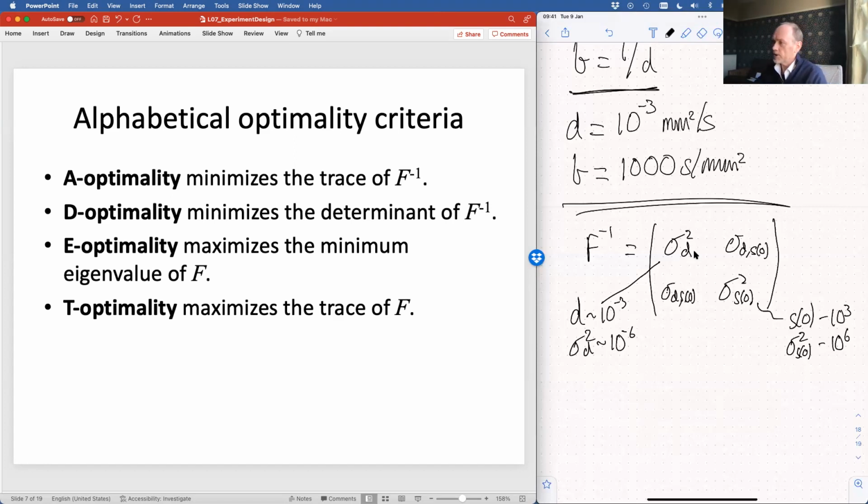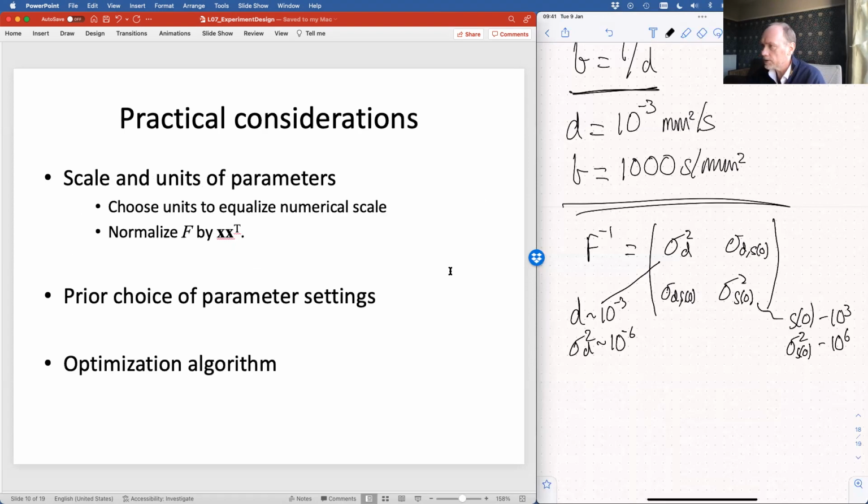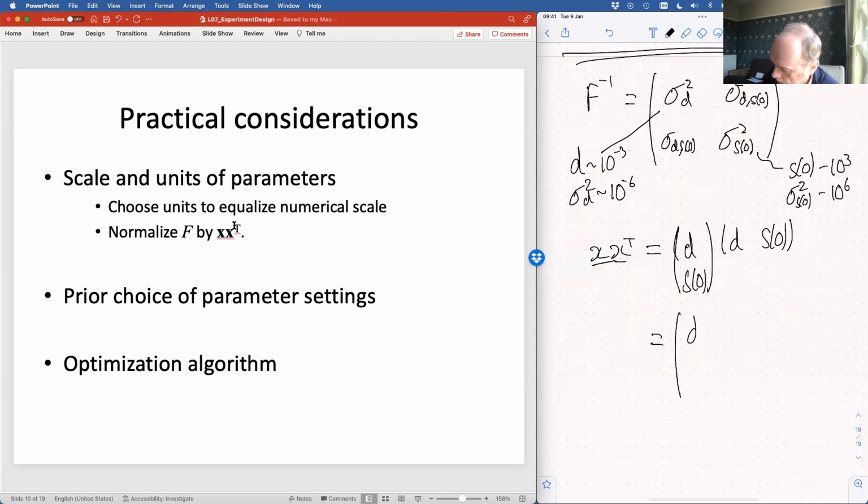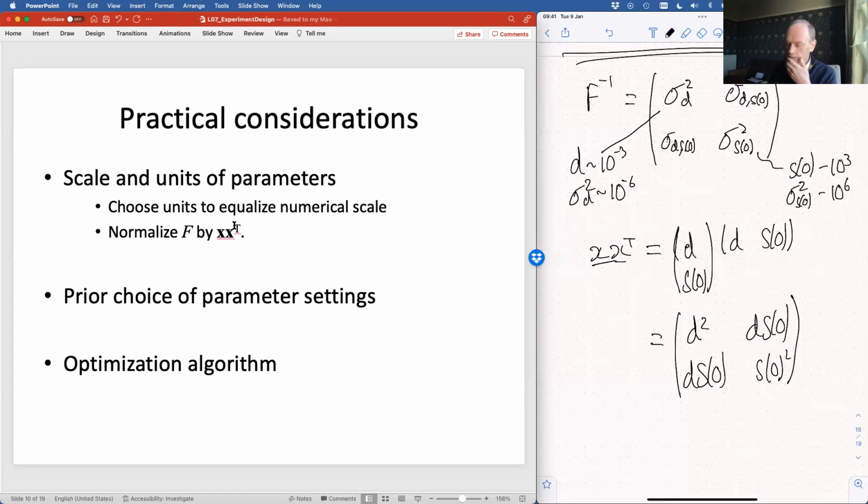A very common thing to do, which was on that slide I just left, is to normalize by this outer product of the choices of parameter values. So XX transpose is D and S0 outer producted with itself, which gives the matrix D squared, D S0, D S0, S0 squared. If you normalize F by that matrix, element by element, then it brings everything into the right kind of scale.